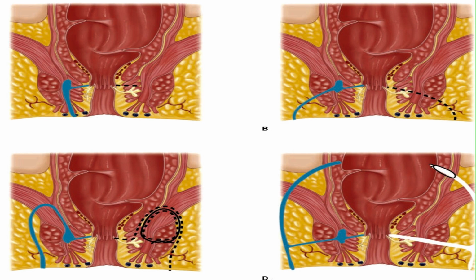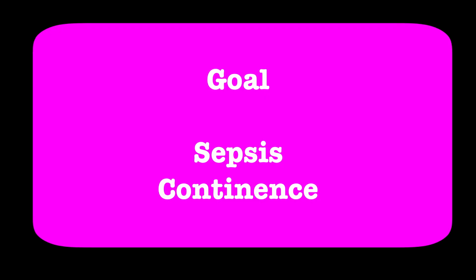A suprasphincteric fistula originates in the intersphincteric plane and tracks up and around the entire external sphincter. An extrasphincteric fistula originates in the rectal wall and tracks around both sphincters to exit laterally, usually in the ischiorectal fossa. The goal of treatment of fistula in ano is eradication of sepsis without sacrificing continence.